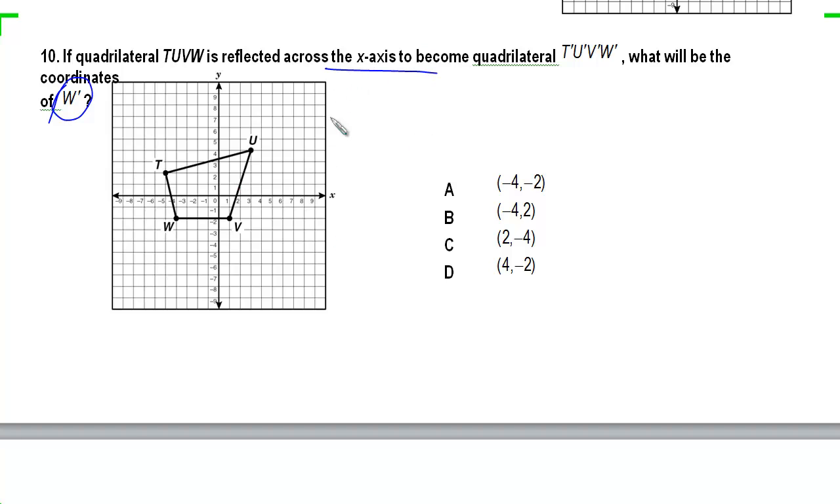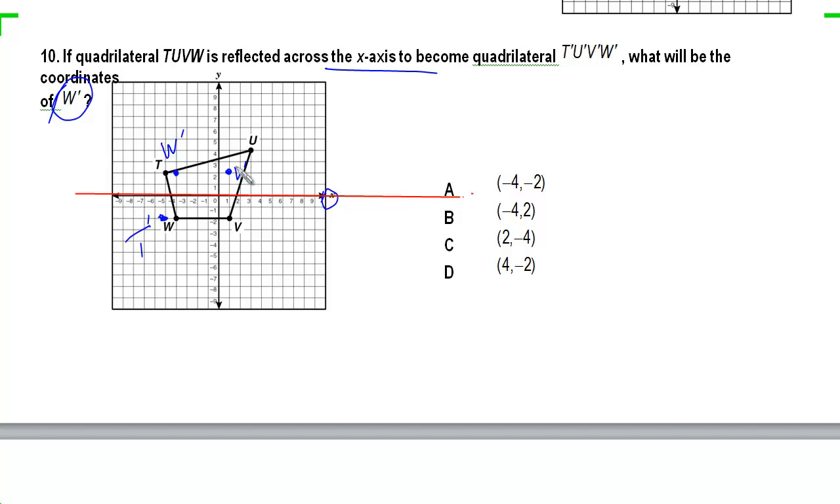Now this says on X, and I see X right here, so I know that's the horizontal. So it's going to reflect right across the X-axis. So I'll plot all the points. This is 2 above, so it will be 2 below. There's T prime. This is 2 below, so it becomes 2 above. W prime, 2 below, so it becomes 2 above.